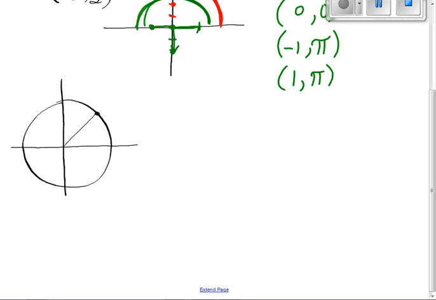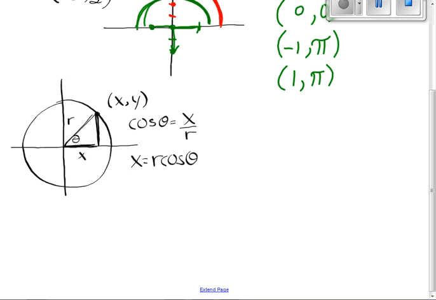Okay, you guys. If this is the radius, this is the point x, y. If I drop the altitude here, this length is x, and this is my angle theta. So you need to know this relationship. What's the cosine of theta? It's the adjacent leg over the hypotenuse, which is x over r. So x equals r cosine theta. What if I want the y value? The sine of theta is equal to y over r. So y is equal to r sine theta.